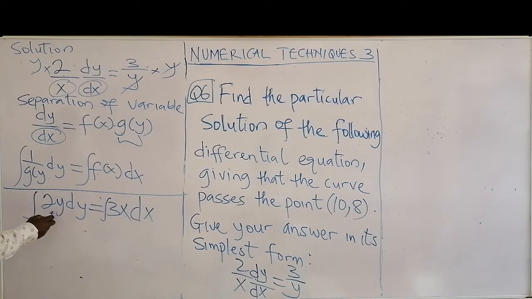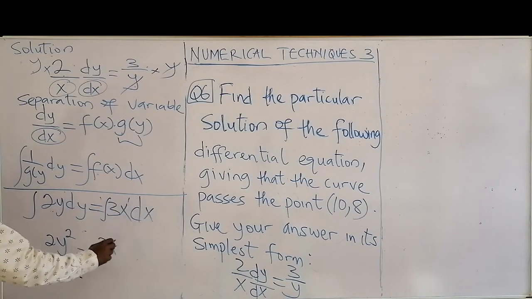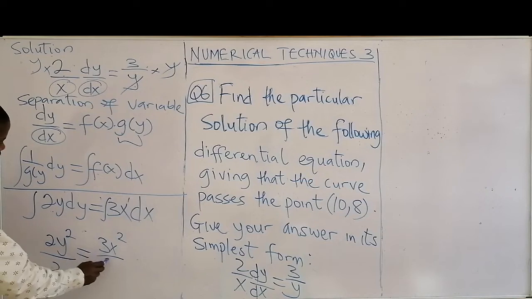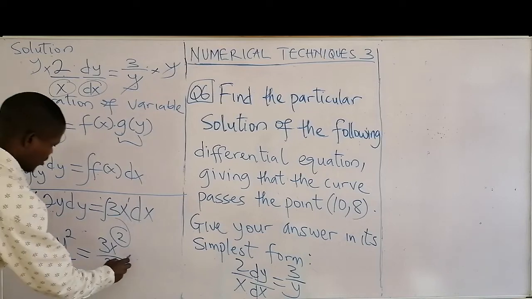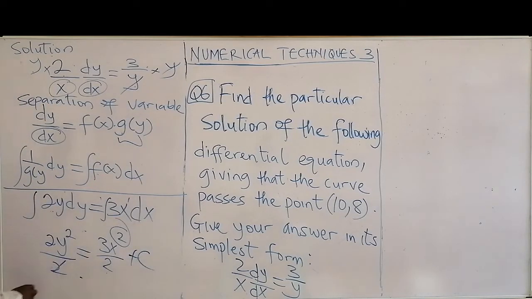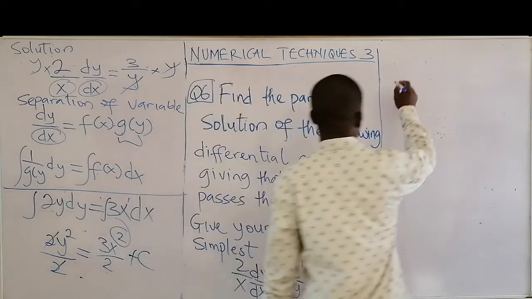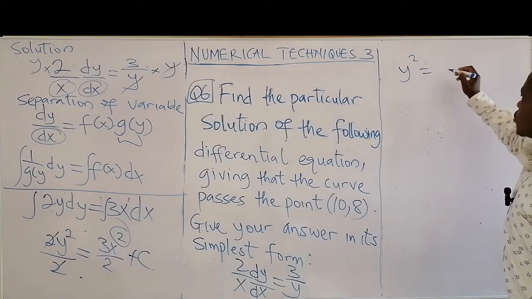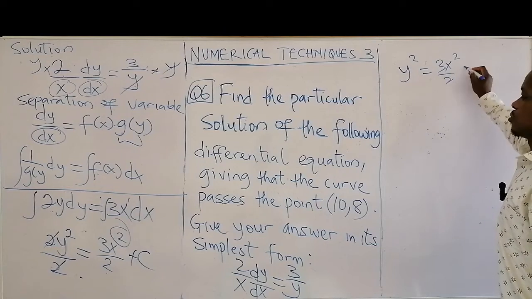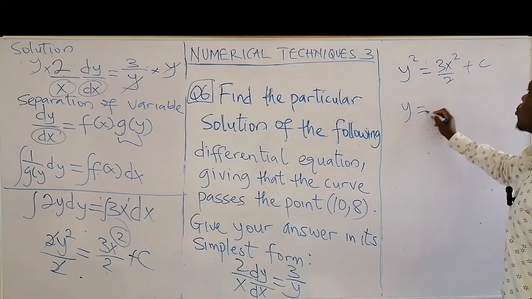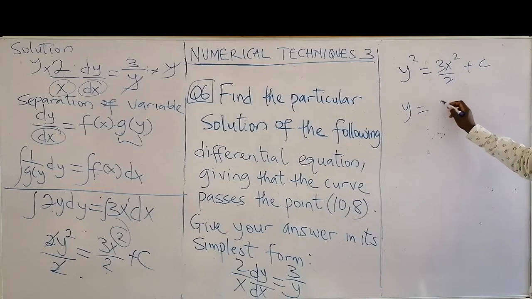The integral of 2y will be 2y squared over 2. This has power 1, so 1 plus 1, that's 2, over 2. Whatever you have here, you divide by that power. This equals the integral of 3x, that's 3x squared over 2, plus c. So the 2 cancels here and we have y squared equal to 3x squared over 2 plus c. And then y will become the square root of 3x squared over 2 plus c.